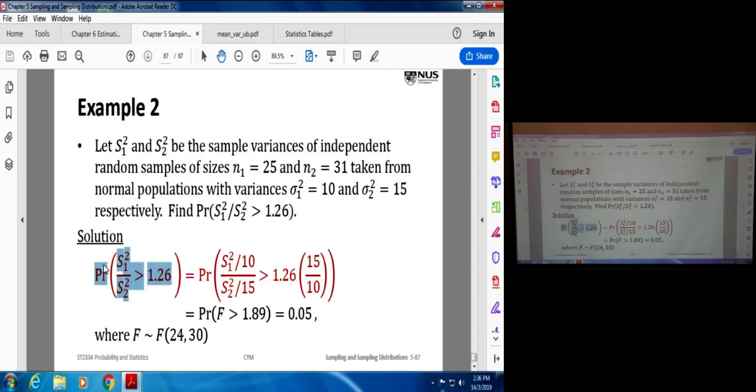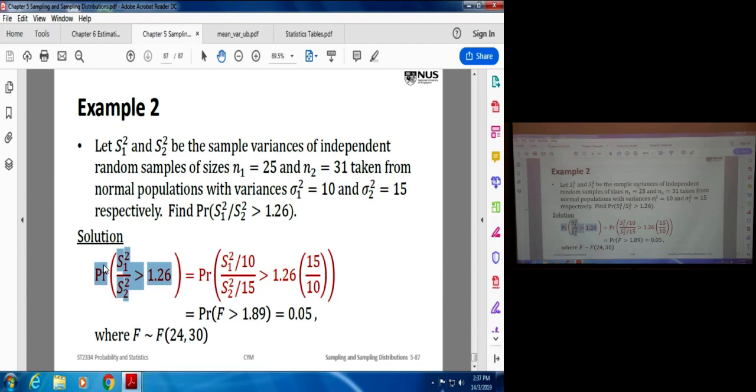Okay, so now I'm going to divide the numerator by 10 and the denominator by 15. And if I do that, I have to do the same thing on the right-hand side of the inequality, which is 15 over 10. So 1.5 times 1.26 is presumably 1.89. And this random variable here, as I've just quoted, is an F-distributed random variable with degrees of freedom 24 and 30 respectively.